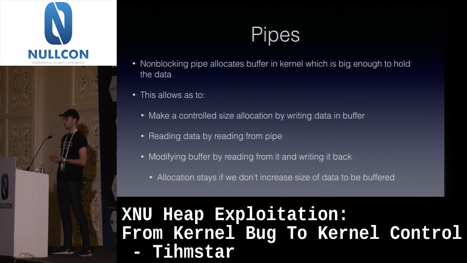So, a non-blocking pipe allocates a buffer in the kernel which is big enough to hold the data. This allows you to make a controlled-size allocation by writing data into the buffer. If you write little data, it's a small allocation; more data, big allocation. Reading data, you just read it back from the pipe. And how do you modify it? Well, you read it first, then you write it back in, and it will stay in the same slot as long as you don't change the size.